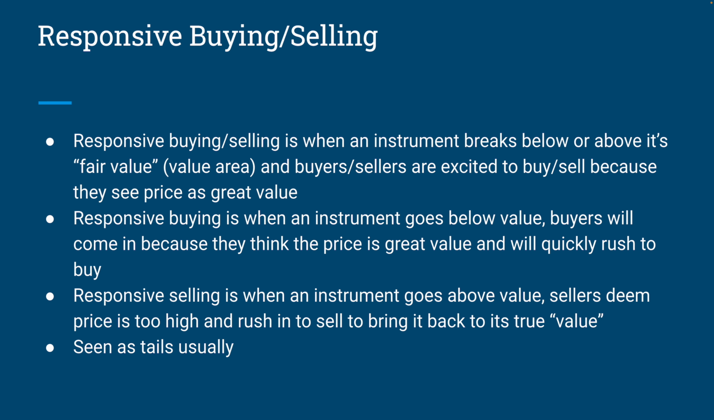There's 2 types of buying and selling. The first is responsive. Responsive buying / selling is when an instrument breaks below or above its quote-unquote fair value. And buyers and sellers are excited to buy / sell because they see price as great value. Responsive buying is when an instrument goes below value. Buyers will come in because they think that the price is great value and will quickly rush to buy. Responsive selling is when an instrument goes above value. Sellers deem prices too high and rush in to sell and bring it back to its value. On the market profile, this is seen as something known as a tail. Once again, I'll be discussing this in part 2.